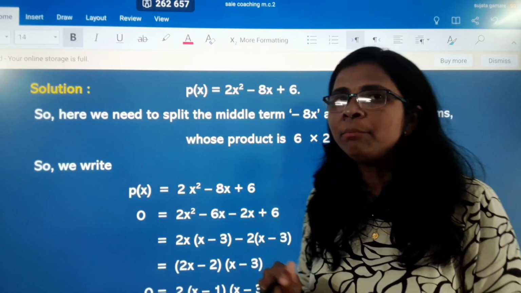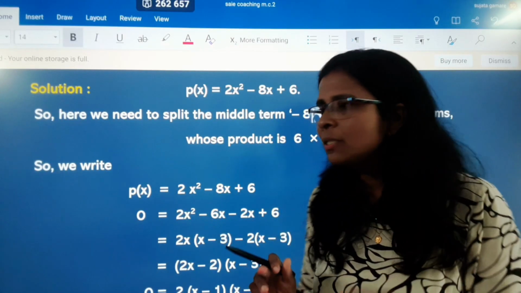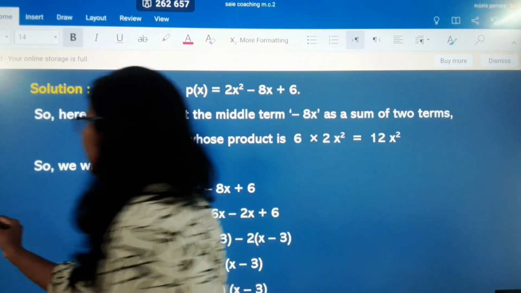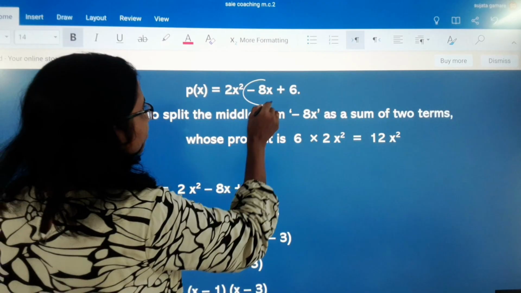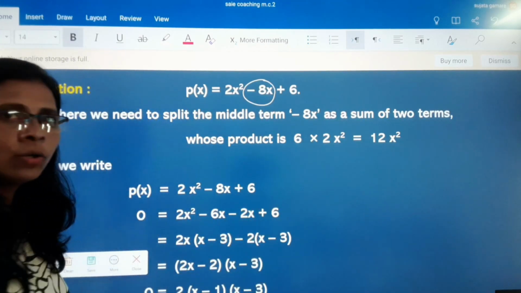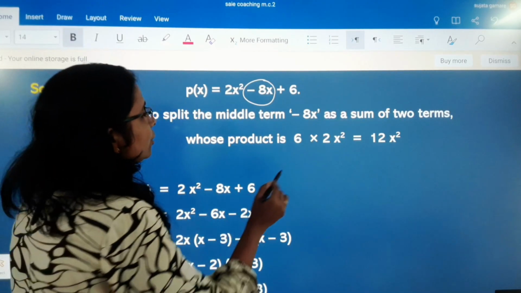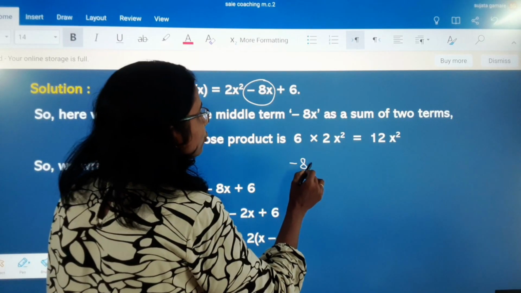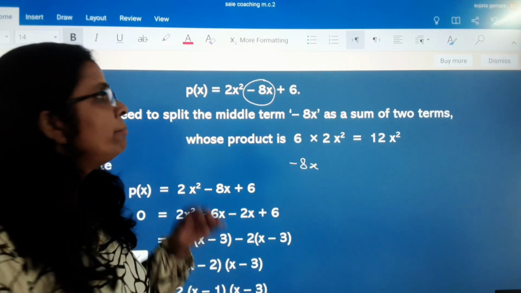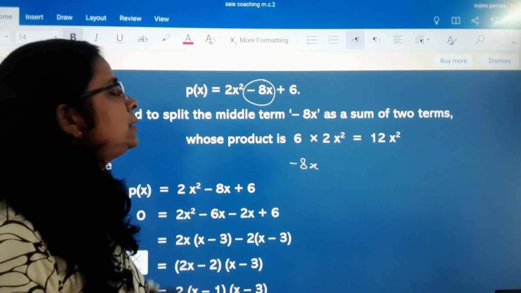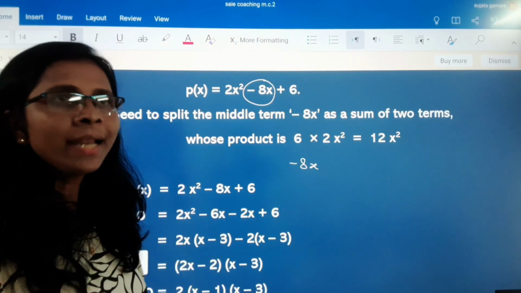Okay. So what is the middle term? Here the middle term is minus 8x. The middle term is minus 8x. So that's why we have to remember that the middle term is minus 8x.